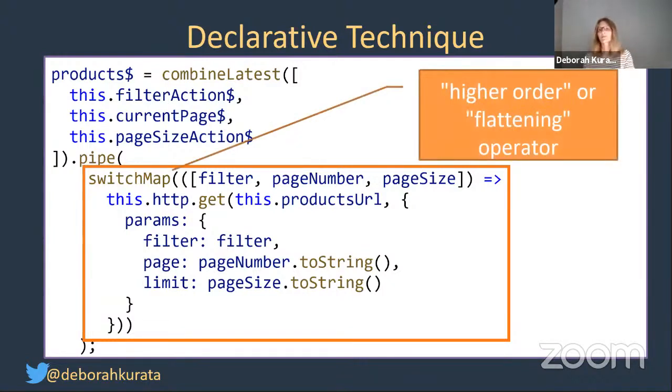The switch map is often called a higher order or flattening operator. And what it does is it takes an observable and it flattens it out to a simple observable. So here, combine latest is emitting an observable. HTTP get is emitting an observable of product array. And so the whole thing would return an observable of product array. By using a switch map, it flattens that, so we end up getting out of here an observable of product array, which is what we want our products$ declared variable to be.